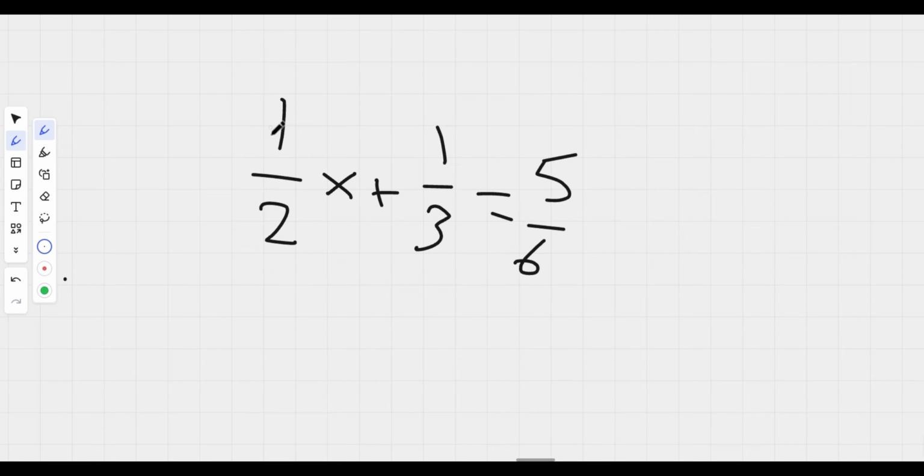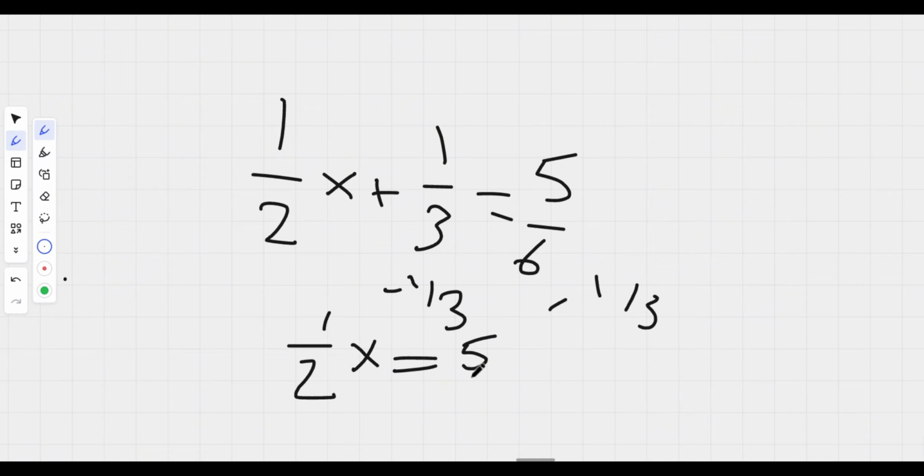Now we have a little bit of a different type of equation here. It's fractions. Ideally, we're going to do this the exact same way as we normally solve an equation. So we're going to want to subtract 1/3, because again it cannot add with the 1/2 x. So we're just going to subtract 1/3 from both sides, and we're going to get 1/2 x is equal to 5/6 minus 1/3.